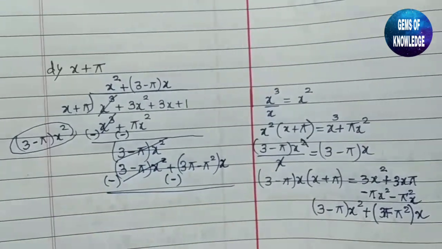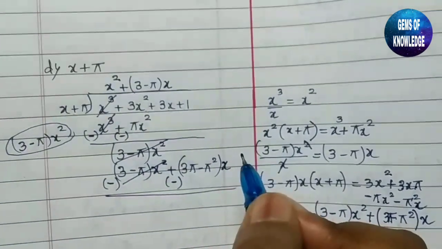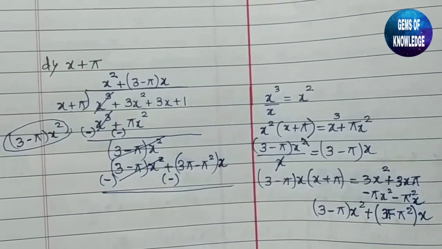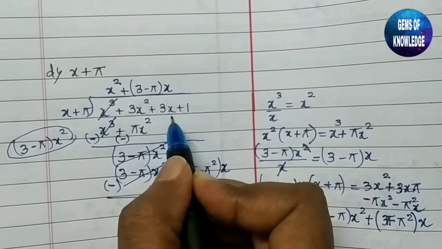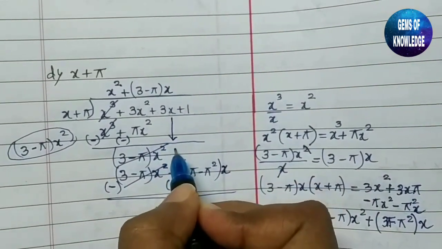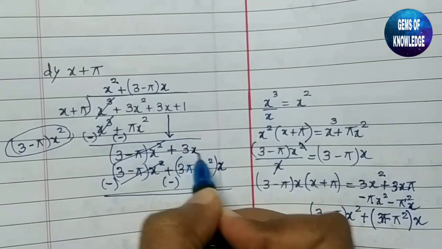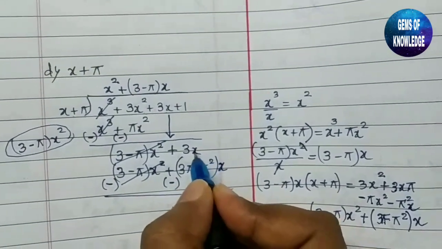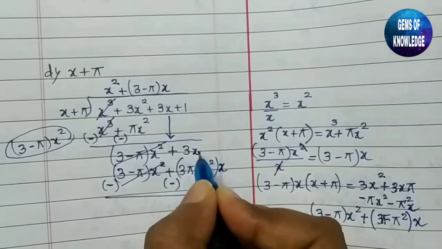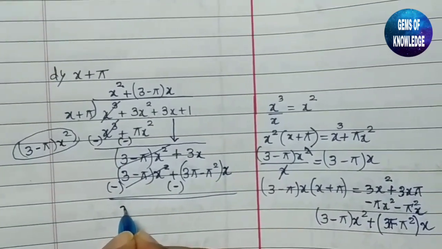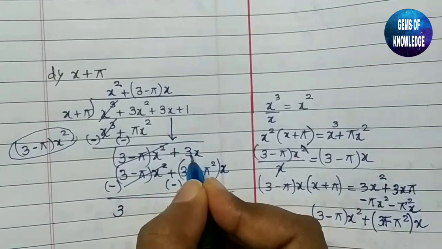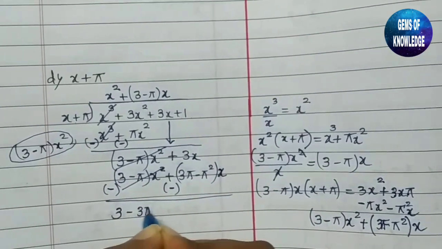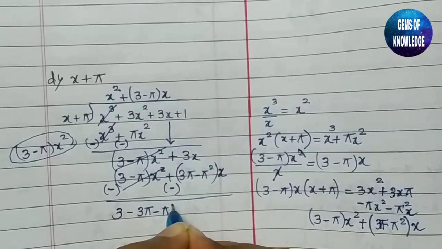Okay, so we are remaining with, see, actually this value to be taken down. So here we are getting 3x, so we need to minus this value also. So what we are getting, see here, x and x both the sides are there, so we will keep it outside. So this 3 we are going to take. Okay, and this minus 3 pi minus pi square.